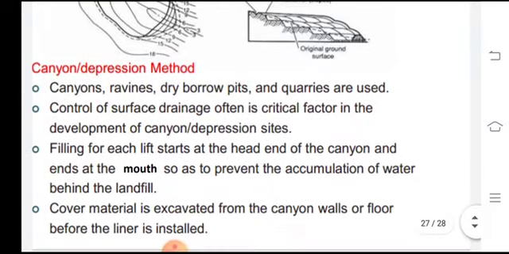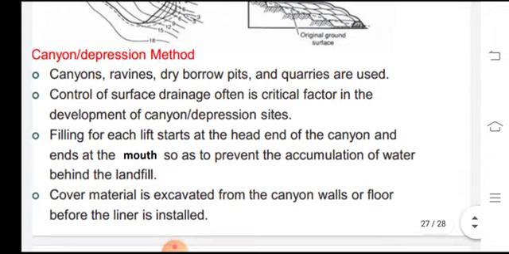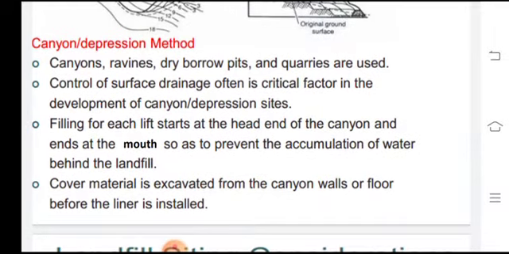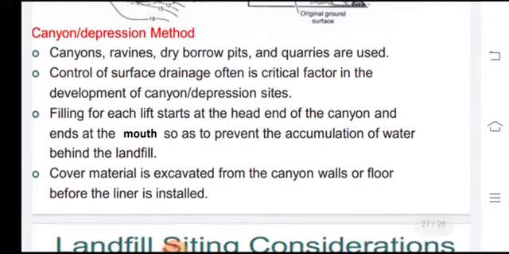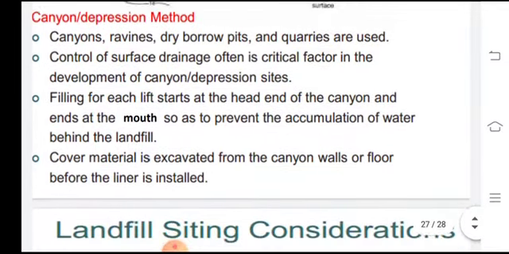Then another important way is the depression method. If the topography is allowing us to have a depression, we can use that naturally available topography for the landfill purpose. Then we are going to adopt this method, and the control of surface drainage is a critical factor in this case, because it must follow the natural slope and natural flow, and then it starts from the top of the head of this depression, moving towards its face. So it will help in the accumulation of water on the back end of the landfill. So these are some of the methods which can be used based on the topography and available site.